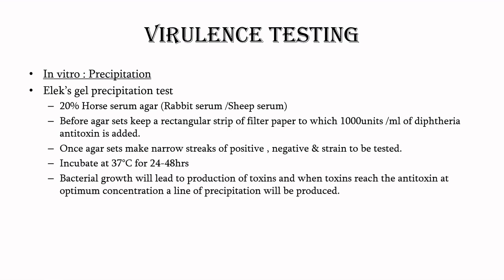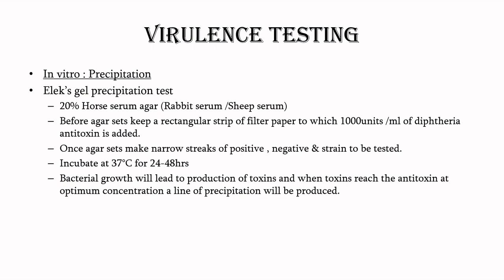What will happen is very simple. If the bacteria is able to produce a toxin, it will meet somewhere along the equivalence zone where there's toxin antitoxin mixing. At the optimum concentration where the correct amount of toxin and antitoxin meet, a line of precipitation will be formed.